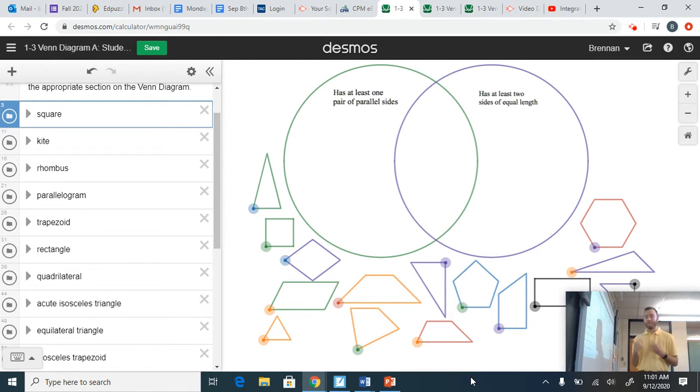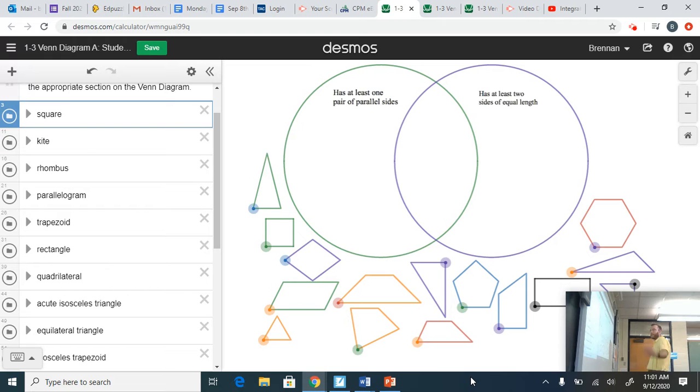Today, we're just going to be thinking and playing around with some polygons and assigning them to the correct spot. So, we're looking at a Venn diagram here, and one side has at least one pair of parallel sides, and the other side has at least two sides of equal length. Now, remember, parallel just means that if two lines were to go on forever, they would never touch. So if we think about extending the sides, that means they would never touch.